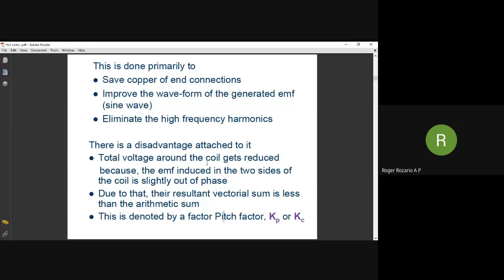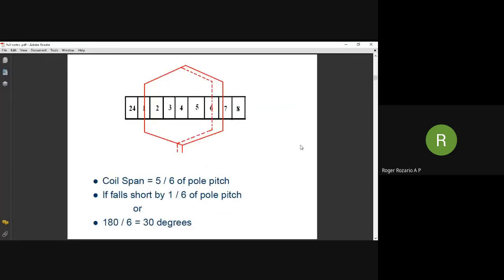So this is denoted by pitch factor. Pitch factor or distribution factor is given by Kp or Kc. So what did we see before this? We are using fractional pitched windings instead of full pitched windings. Because of this, there is an angle of short pitch that is introduced, 30 degrees. This angle is called alpha, the short pitched angle, and the factor which accounts for reducing the coil span by 30 degrees is called the pitch factor. Very simple, Kp.